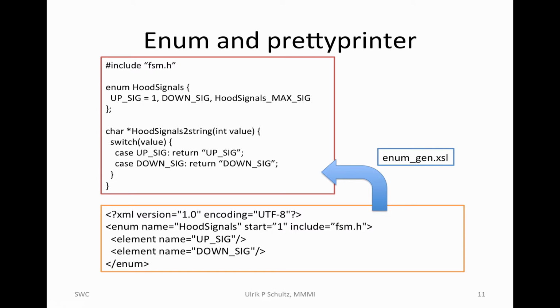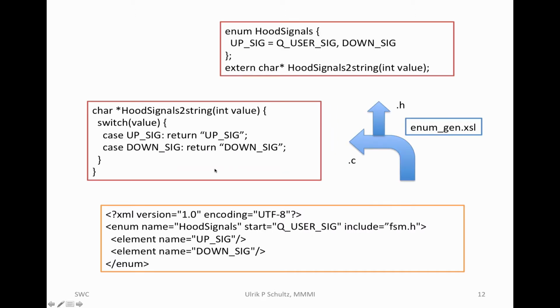We can also, in fact, what we really want here, since this is C code, is to generate an H file and a C file. We want the H file containing the enum and a declaration of the function, and then the C file containing the actual definition. So what does this look like in XSL?